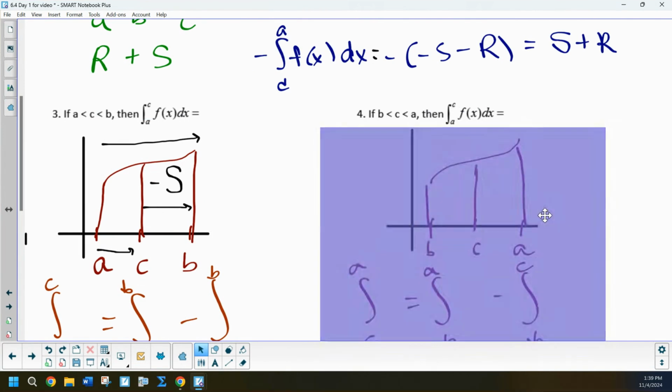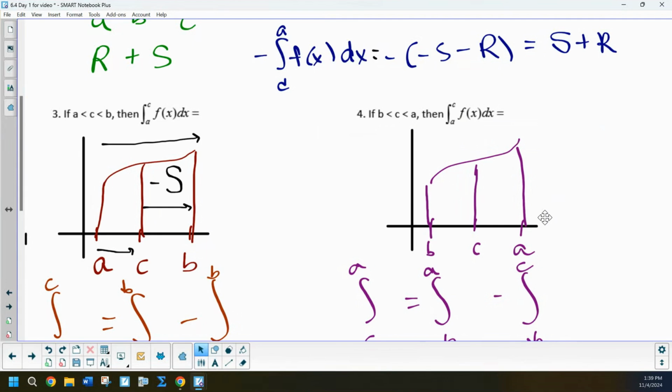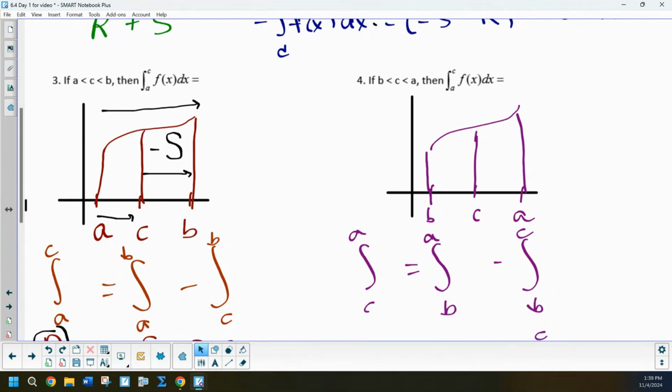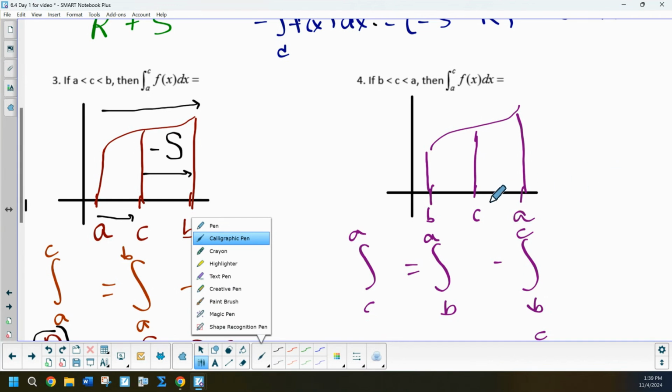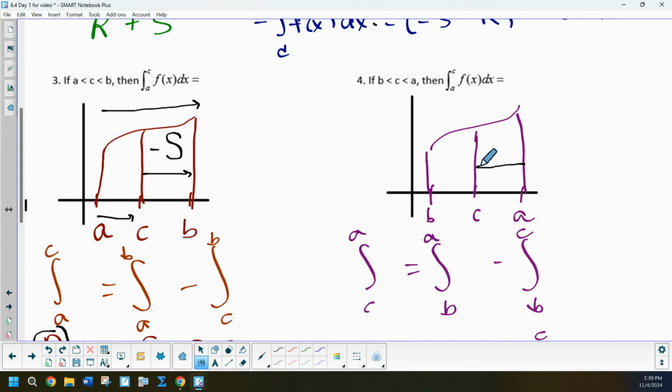still want from A to C. Okay, so I tried to do this the same way. So B to C to A. If I want to know from A to C, that's actually this way. So from A to C is actually going to have to be, this is going to have to be flipped around.